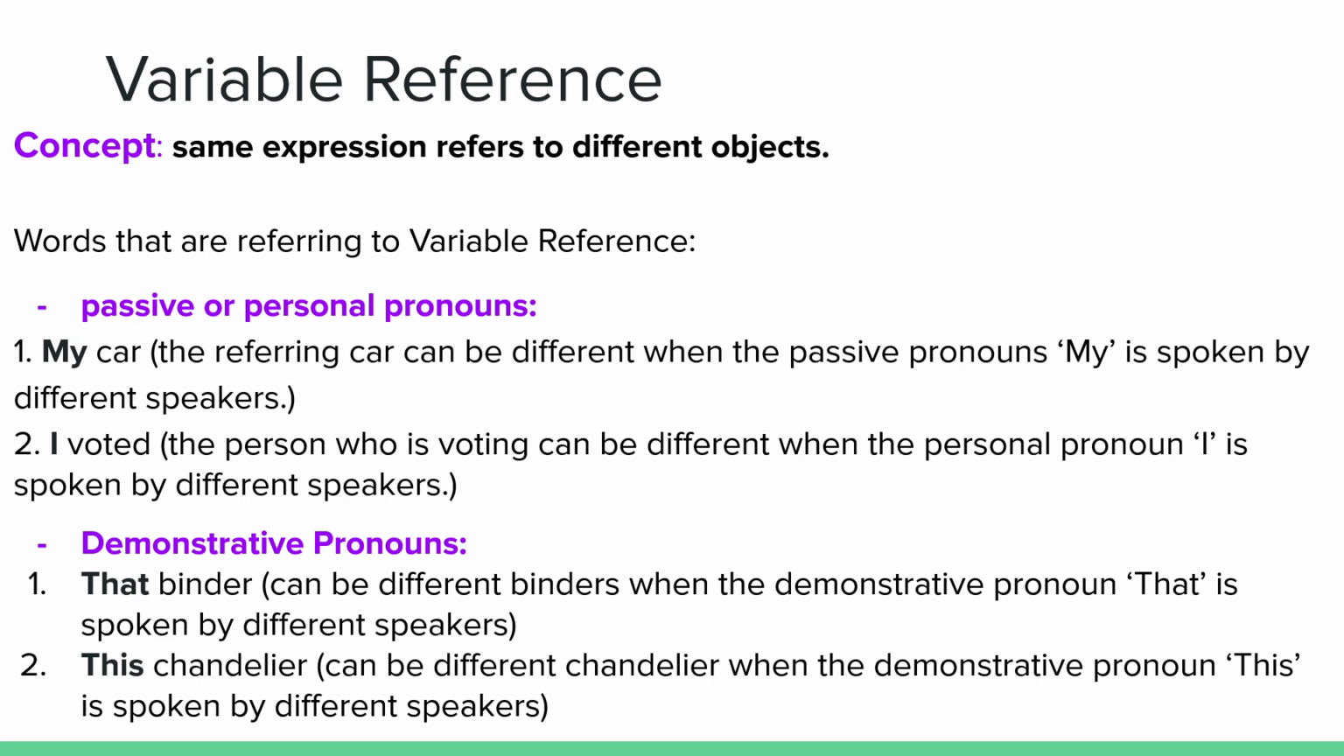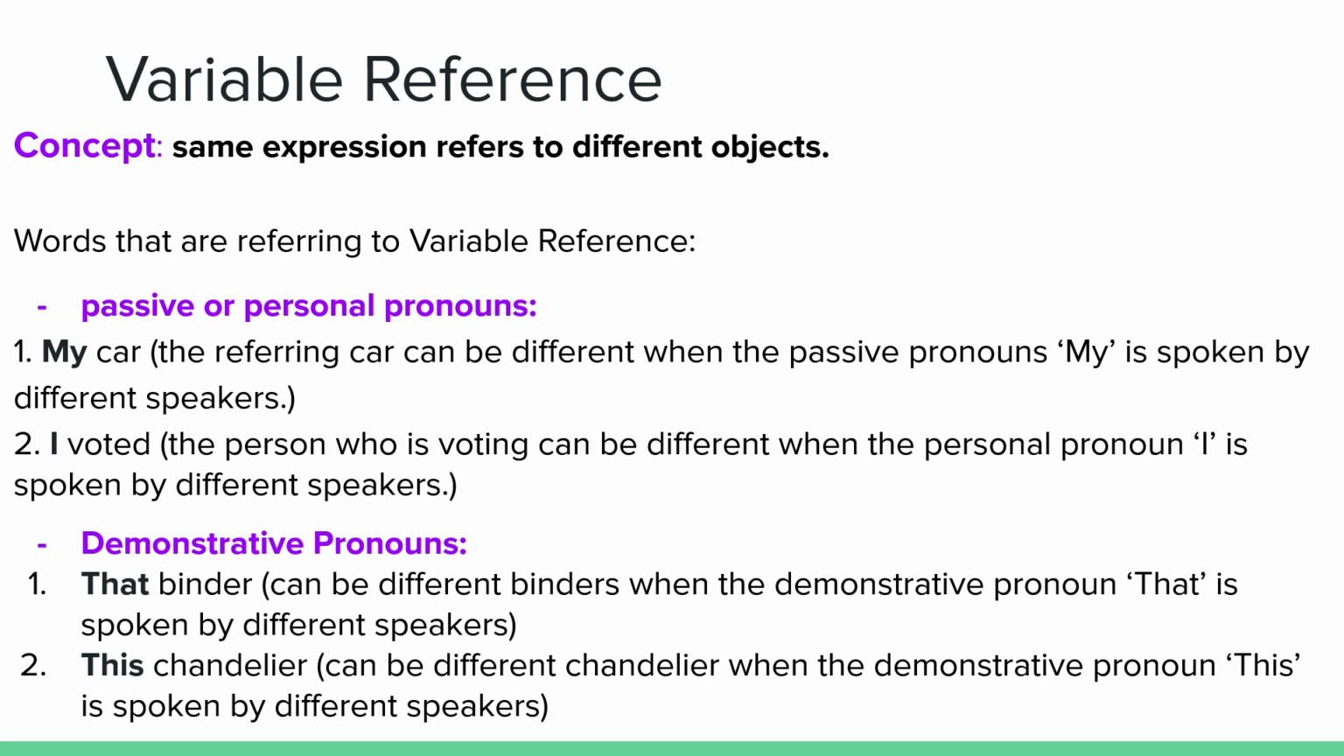In the group of possessive or personal pronouns, the phrase "my car" has variable reference. The word car can refer to different cars when the possessive pronoun my is spoken by different speakers who are the possessors of the cars. I can say this is my car. My friend can also say this is my car, and other people can say the same phrase, my car, as well.